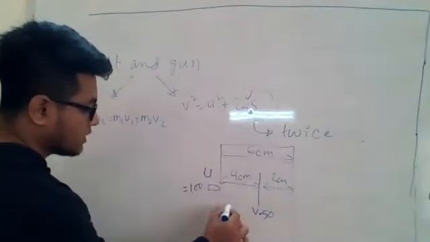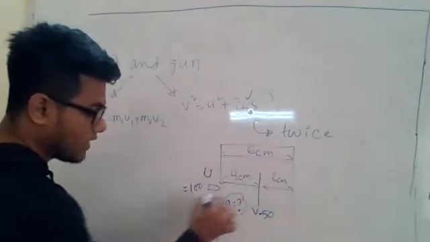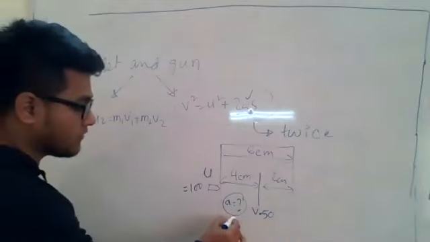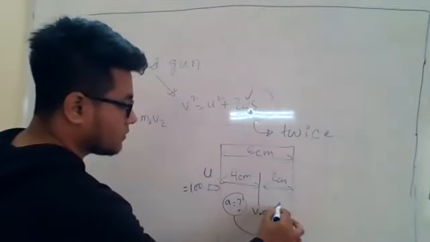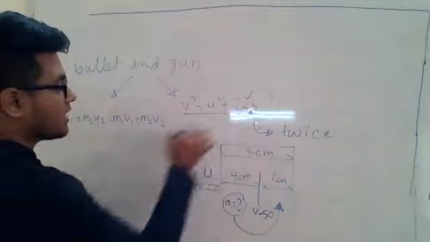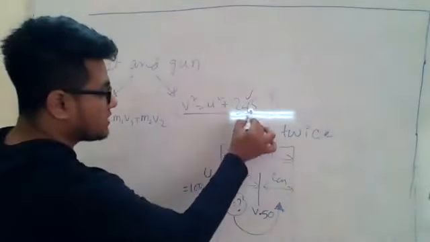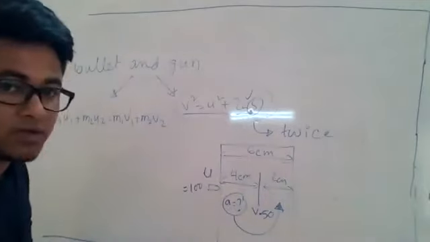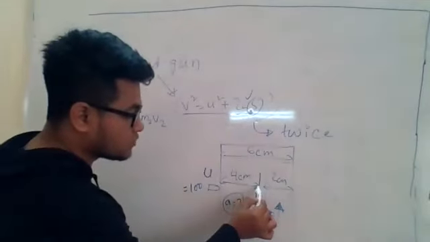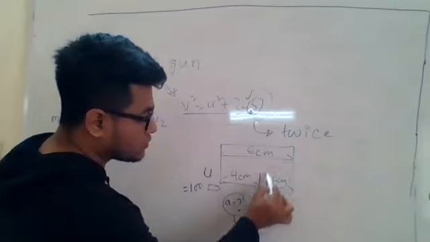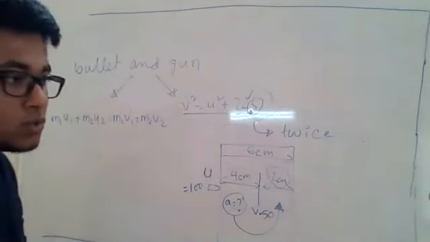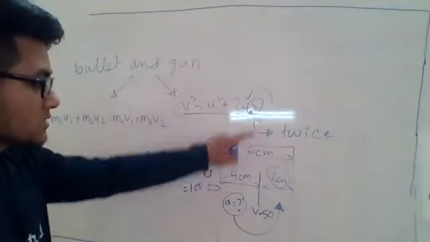From the first part, you need to calculate a, and we will use the value of a in the second part. In the second part we will apply v square equal to u square plus 2as again, and we will find out how much distance it will cover now. See, if it wants to penetrate the wood, it has to cover 2 more centimeter, right? So we calculate the distance that it will cover.